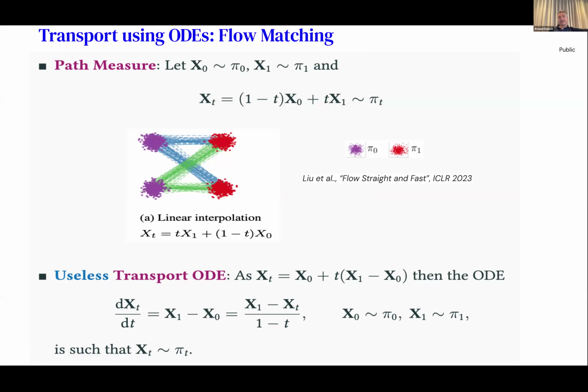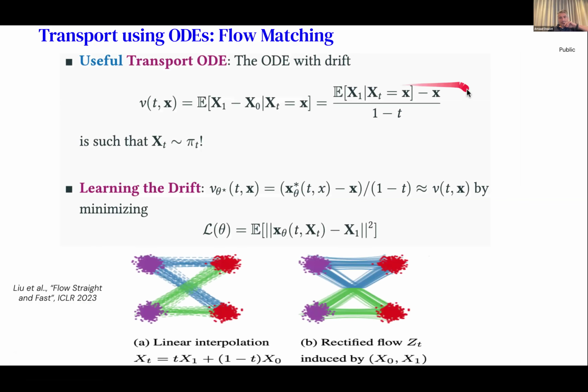It can be completely useless. So this transport ODE, yeah, sure, what I've written is trivial, but it's actually useless from a generative modeling point of view, or from any transport point of view. So what's the magic? Well, the magic is the following thing.